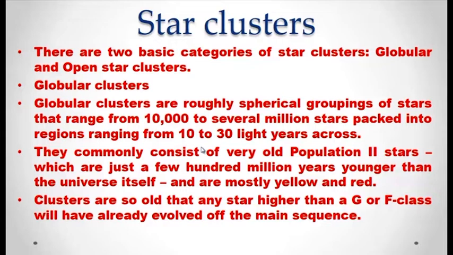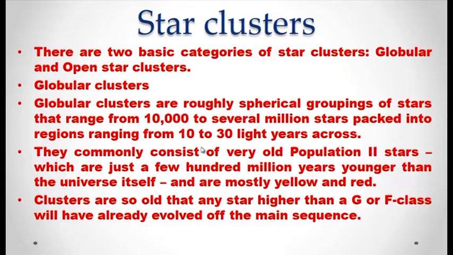So, these 10,000 to several million stars, spread across 10 to 30 light years, are packed in a spherical shape. Such star clusters are called globular clusters. They commonly consist of very old Population 2 stars, which are just a few hundred million years younger than the universe itself.